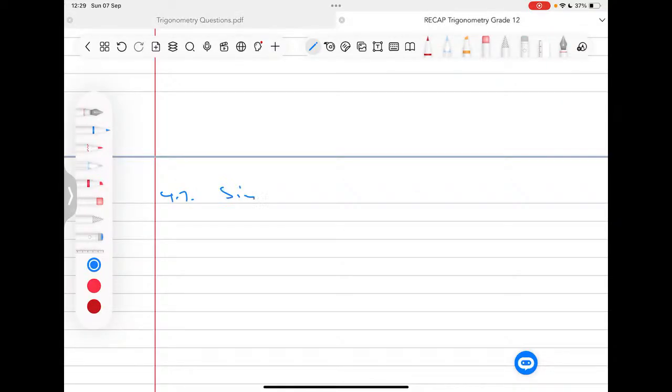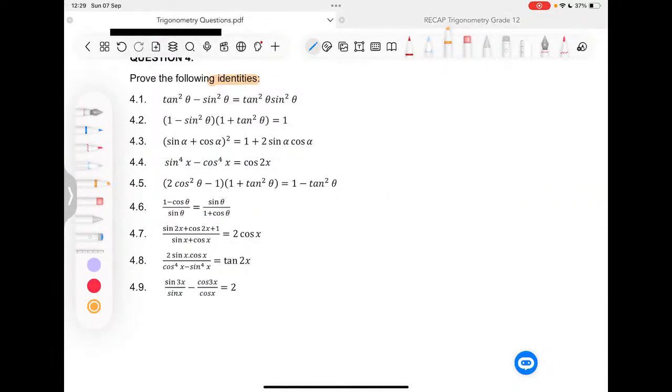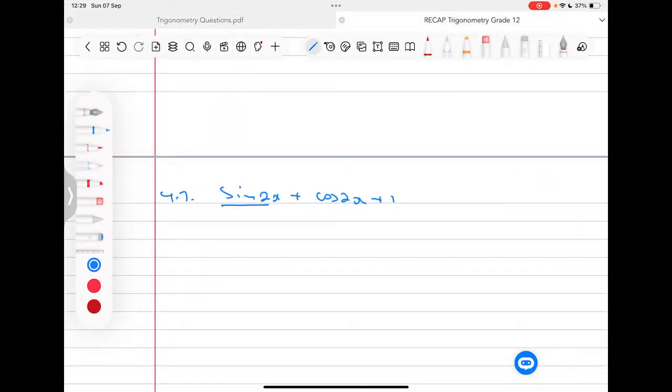We are given sine 2x plus cos 2x plus 1, and all this is divided by sine x plus cos x. And we're saying this is equal to 2 cos x. Obviously, the left-hand side is much more complicated. I'll start by doing that.